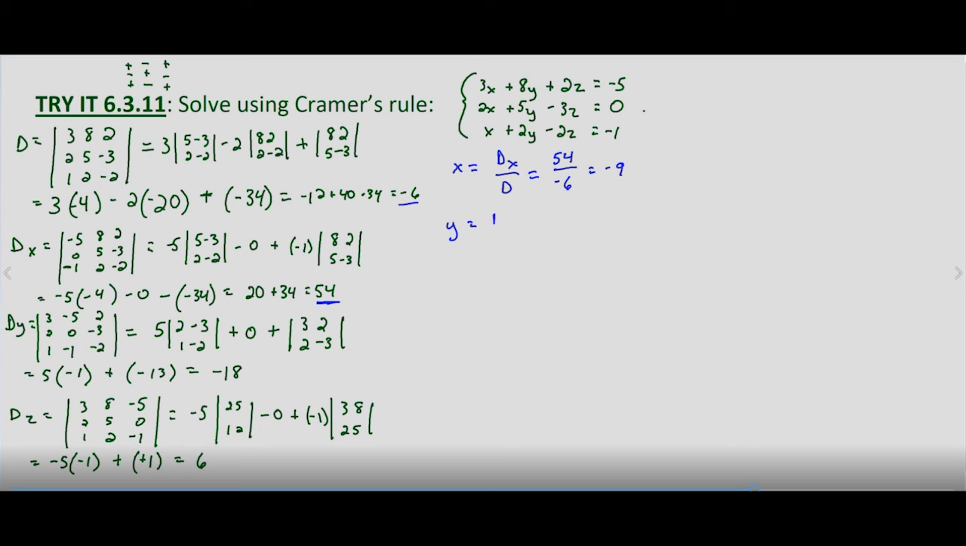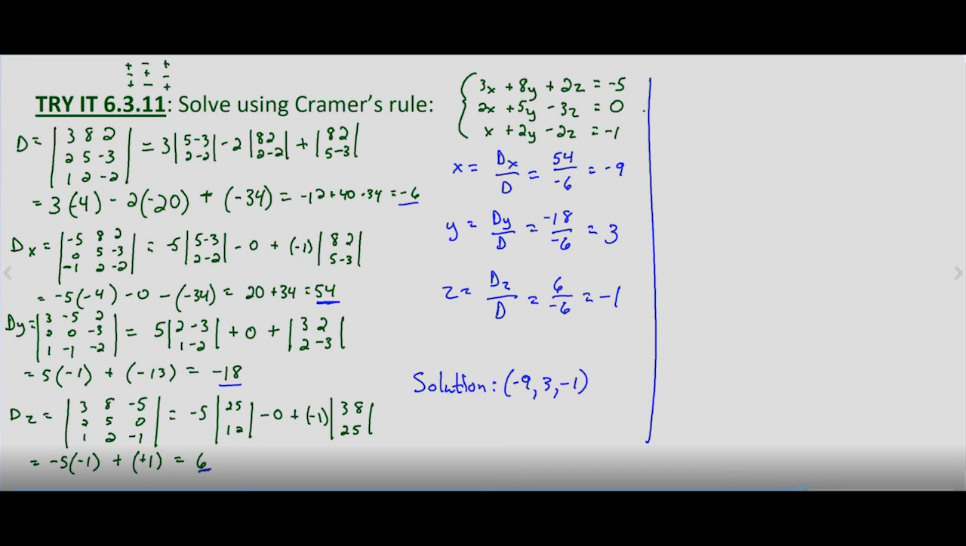Y equals dy over d, which equals negative 18 over negative 6, which equals 3. And z equals d sub z over d, which equals 6 over negative 6, which equals negative 1. So tentatively, our solution, according to Cramer's rule, is negative 9, 3, negative 1.